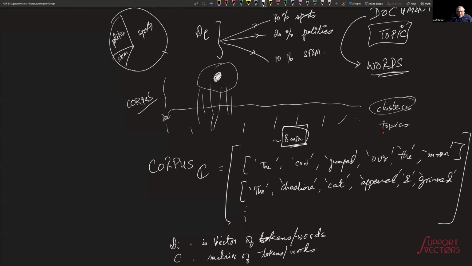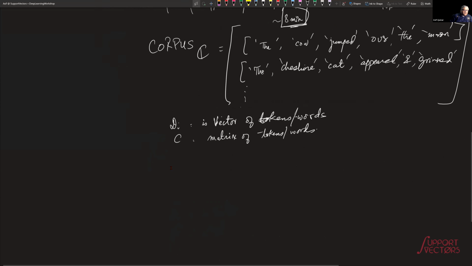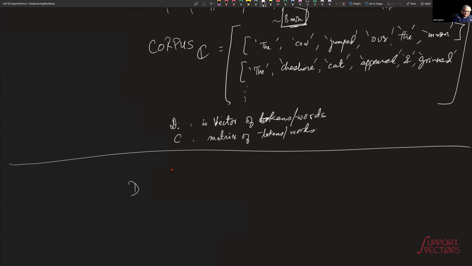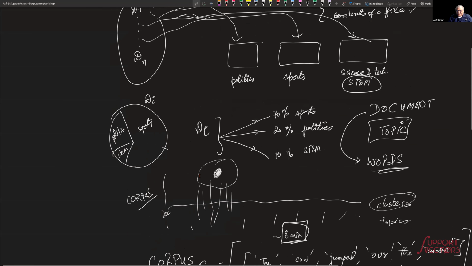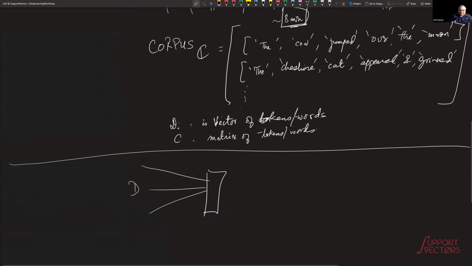Now, it gets a little bit more complicated because you don't want to represent just words as words. So now we come to a more interesting and a more mathematical way of looking at it. So let me put it this way. We are saying that this world of documents is related to a small number of topics. So can I, for the sake of argument, take these three topics?